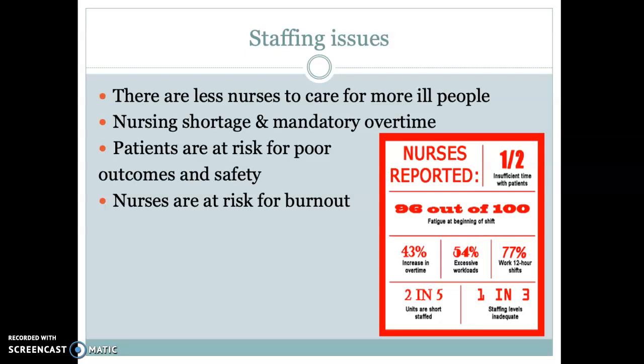Next, the problem with nurse-to-patient ratio is the staffing. Staffing is the biggest issue. There are fewer nurses to care for more ill people. The nursing shortage and mandatory overtime. There's not as many nurses as there are ill people. People call out because of personal or sick reasons, which then leads to the floor being short, and then there's not enough nurses to care for the patients. Patients are at risk for poor outcomes and safety.